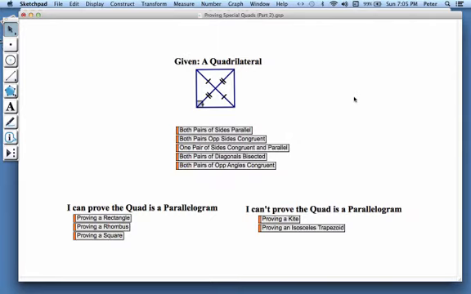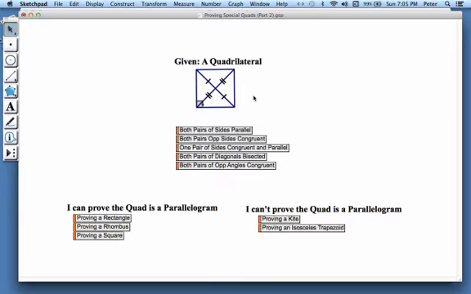Okay, let's take a look at how we could apply this method to some of the problems that will come up in this section. Imagine we're given a quadrilateral with this information. What can we prove? What is the most descriptive name that we can give to this figure? Well, let's take it again in steps.